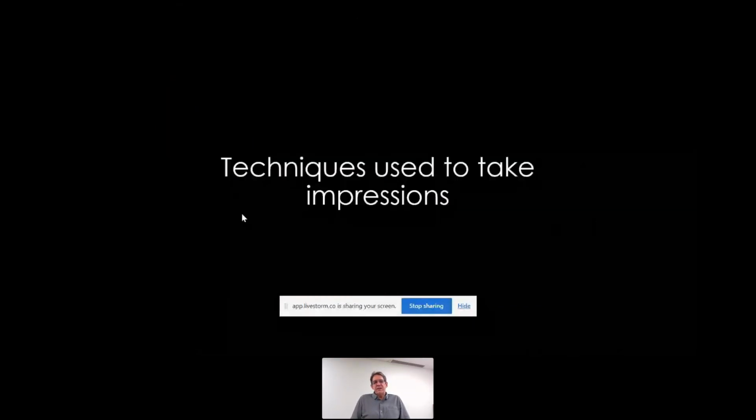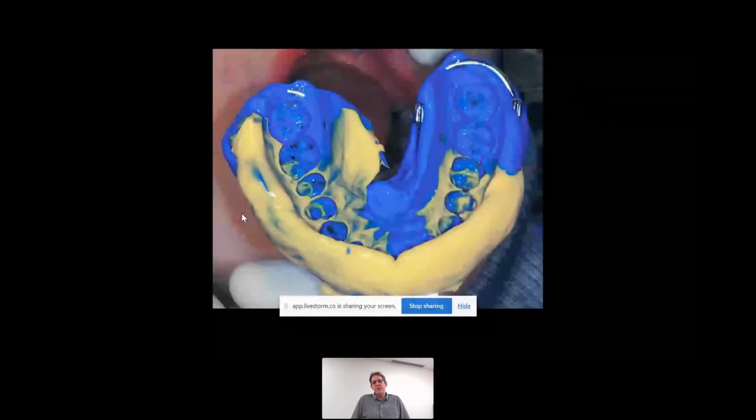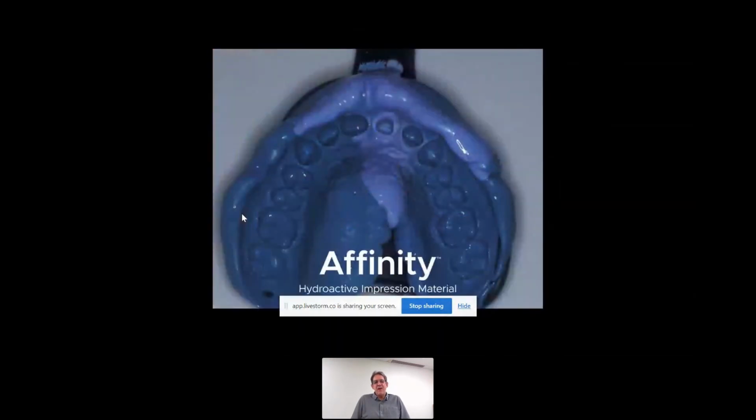So, let's look at the different techniques to use to take impressions. Typically, for a full arch impression, you use a putty or heavy body material with a light body material. And this is where we would recommend our heavy body material with one of our light body materials. Now, typically the light body material we would recommend the majority of the time is this blue material. This is our light body high flow.